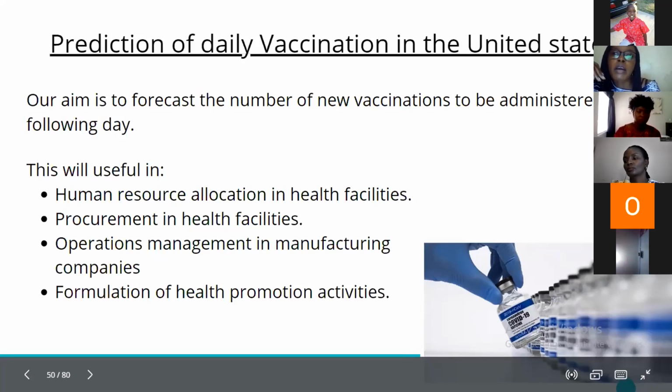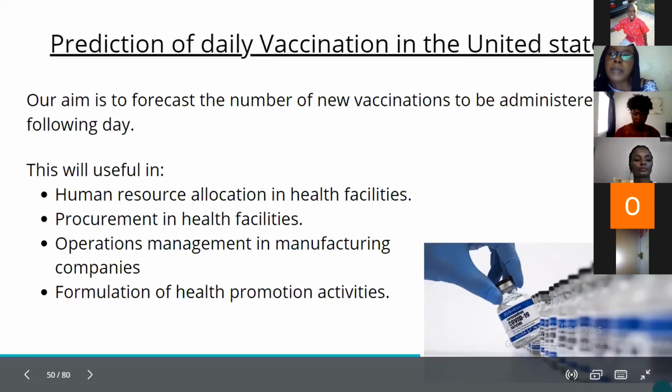This can also be used for procurement, so that you know how many doses or how many vials you need to order for a particular week, because these vaccines that we have at the moment have a very short lifespan; they expire at around 6 months or so. So you don't need to have too many, because you might have a surplus, which in turn becomes waste, and you then need to dispose of it, and it's very costly to dispose of such medical waste.